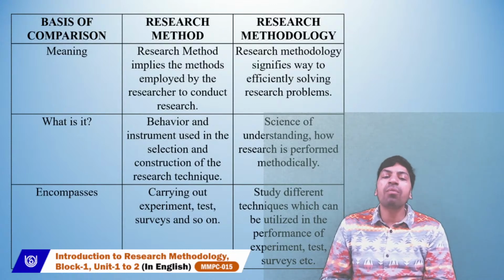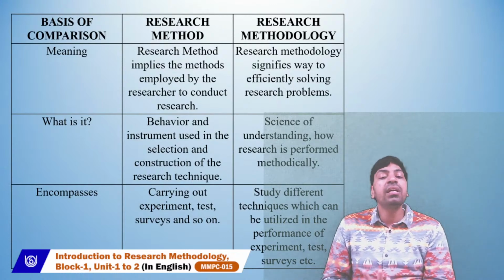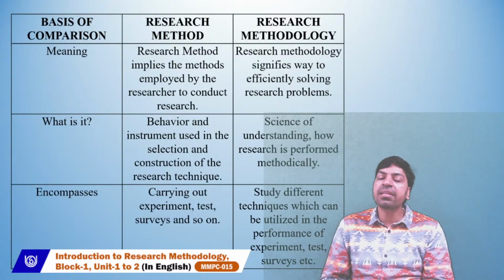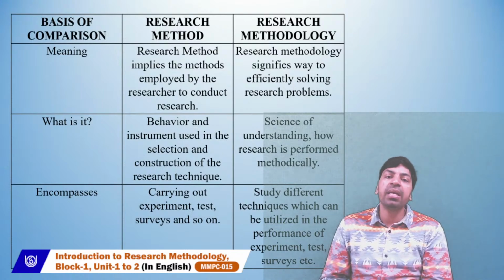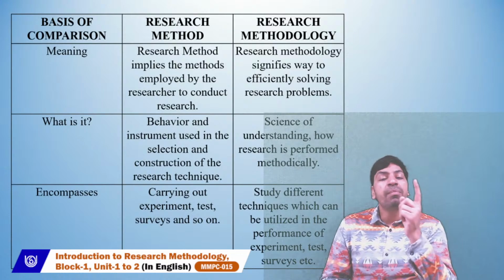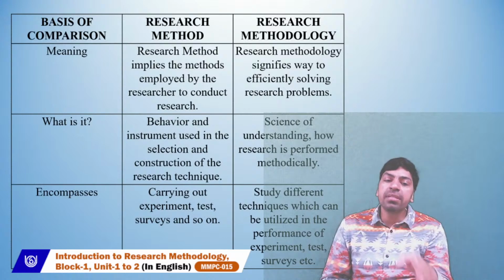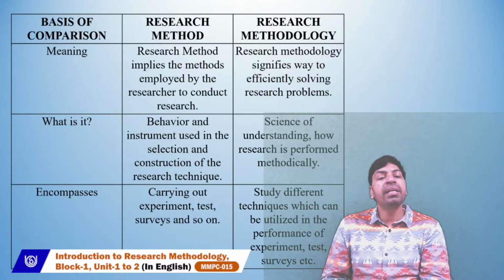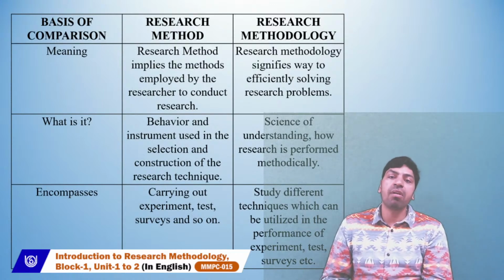Research method focuses on carrying out the experiment, tests, surveys, and so on. But research methodology studies the different techniques which could be utilized for how the performance of the experiment, test, and survey would be. It means the research method will be used to conduct an experiment, test, or survey, but research methodology is used to assess the performance of those experiments, tests, surveys, and so on. And that is called research methodology.